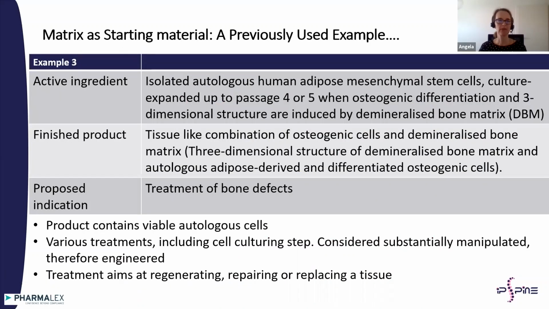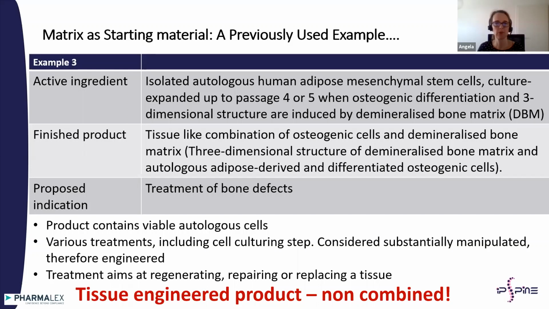Now we get to my favorite example. This is again example number 3, which we looked at previously. You remember we had these autologous mesenchymal stem cells, culture expanded and differentiated to an osteogenic phenotype in a demineralized bone matrix. So we've got this wonderful artificial tissue consisting of cells in this bone matrix structure for the treatment of bone defects. I won't repeat what we just heard. We've got a treatment regenerating and repairing a tissue, repairing this bone by this wonderful demineralized matrix with the cells. So we've got a tissue engineered product here.